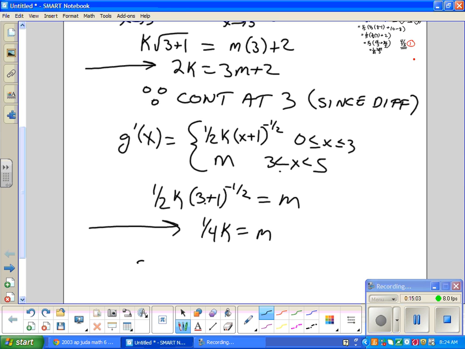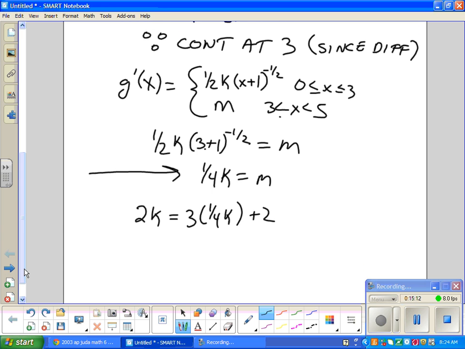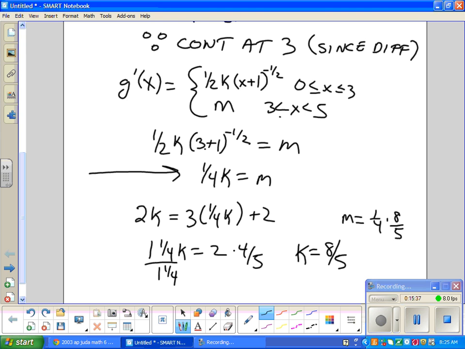I would substitute. I would write 2k equals 3 times 1/4 k plus 2. I can see that this is 3/4 k. Subtract 3/4 k, so I would probably write 1 1/4 k equals 2. Divide by 1 1/4, which I know is 5/4, right? So I would multiply by 4/5. And I would get k is 8/5. And I feel really good about that answer. And now I would come over here and I would say m is equal to 1/4 times 8/5. So I would get m is 2/5. Doesn't say justify. That's the answer I have.